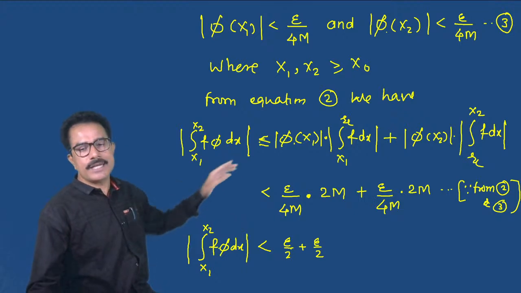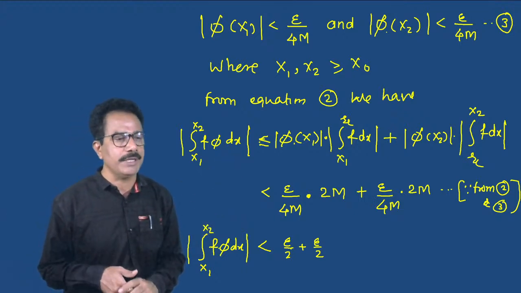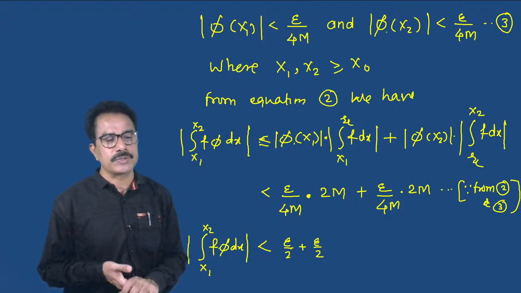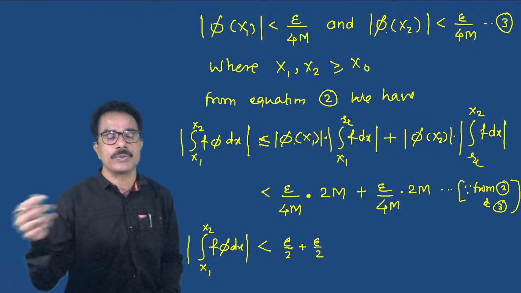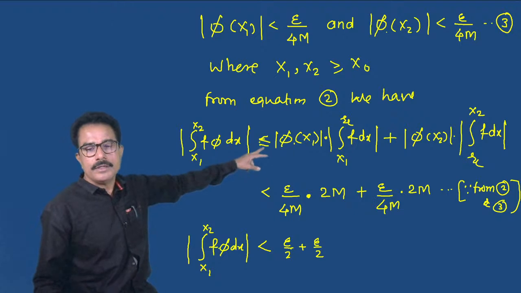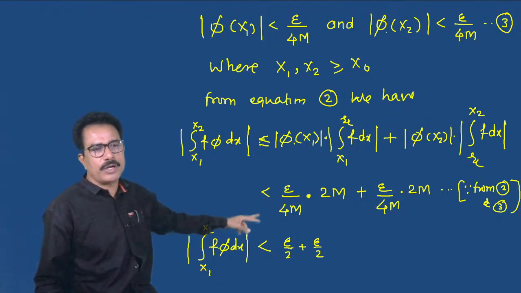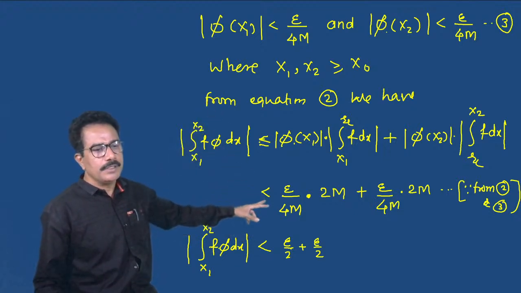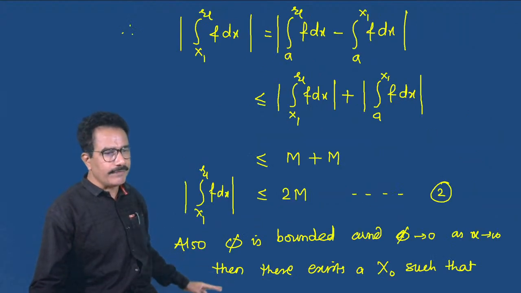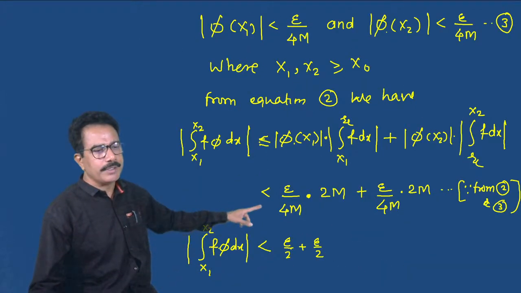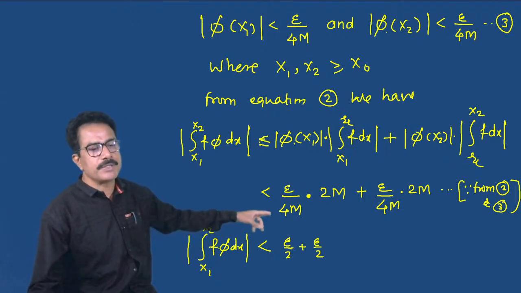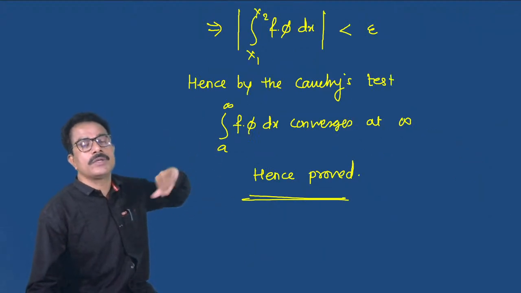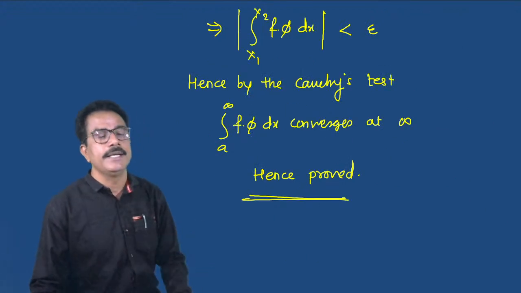So which is less than or equal to mod of phi of x1 into mod of integral from x1 to xi f dx plus mod of phi of x2 into integral from xi to x2 f dx. Put this value, mod of phi of x1 means epsilon divided by 4m from equation 3, into 2m integral from a to x, which is given by 2m, epsilon divided by 4m into 2m plus epsilon divided by 4m into 2m. The 2m cancel, epsilon by 2 plus epsilon by 2, if we add epsilon by 2 plus epsilon by 2, what do we get? Epsilon.